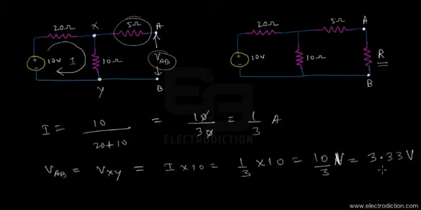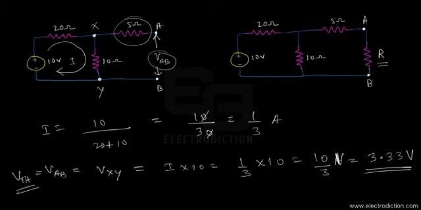So we're basically going to get 3.33 volts as the voltage drop across the terminals A and B. That's exactly what we needed to find. That's our open circuit voltage over here, or we can also call it the Thevenin's voltage. That's what we're going to get for the reduced network over there.